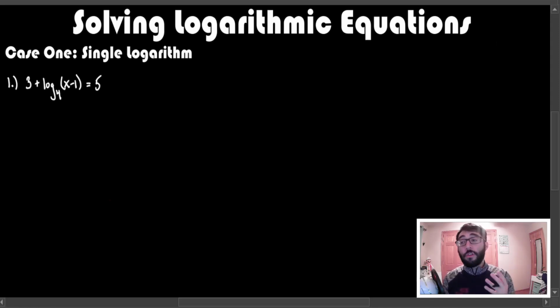Now, in order to solve a logarithmic equation that only has a single logarithm in it, it's actually fairly similar to when we solved exponential equations that you could not use the one-to-one property. We wanted to isolate the exponential expression and then rewrite it in its inverse form. Well, that's kind of exactly what we're going to be doing here. We're going to be isolating the logarithmic expression and then rewriting it in its inverse form, which is an exponential. So that's exactly what we're going to be doing.